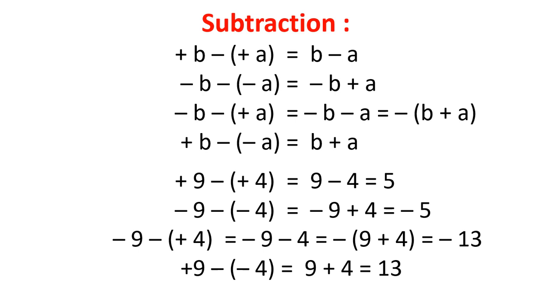Again we take examples. 9 minus within bracket plus 4 is equal to 9 minus 4 is equal to 5. Minus 9 minus within bracket minus 4 is equal to minus 9 plus 4 is equal to minus 5. Minus 9 minus within bracket plus 4 is equal to minus 9 minus 4 is equal to minus, comes outside common, within bracket 9 plus 4, is equal to minus 13. And 9 minus minus 4, minus minus plus, so 9 plus 4 is equal to 13. Please note down these identities and practice them again and again.